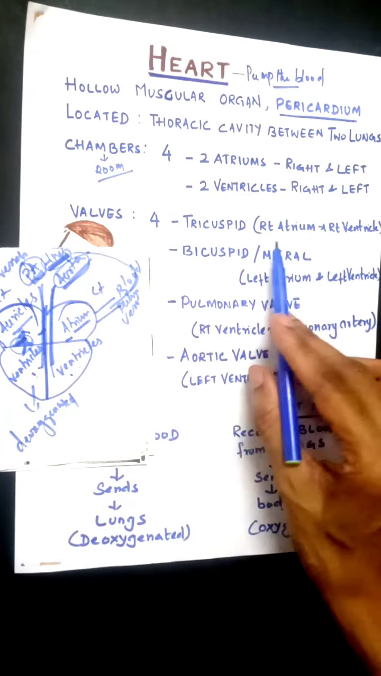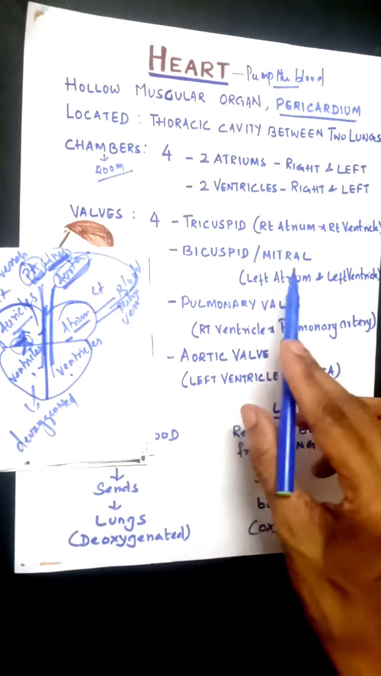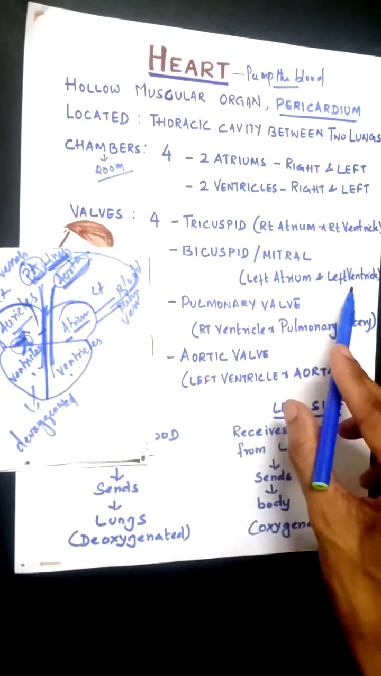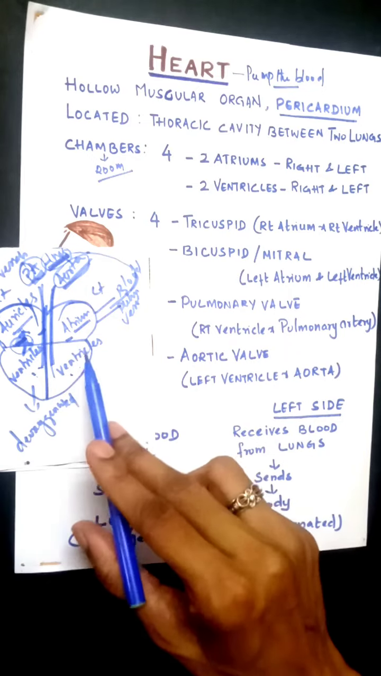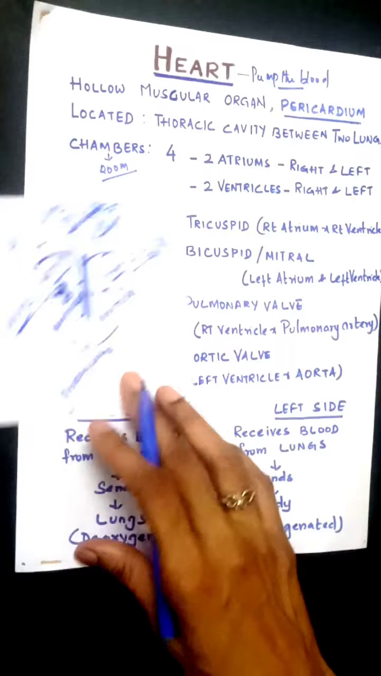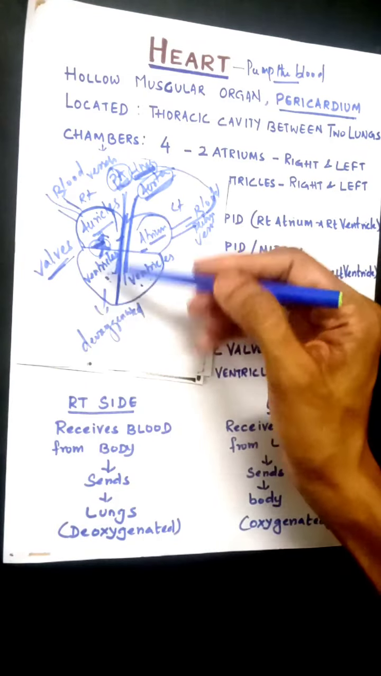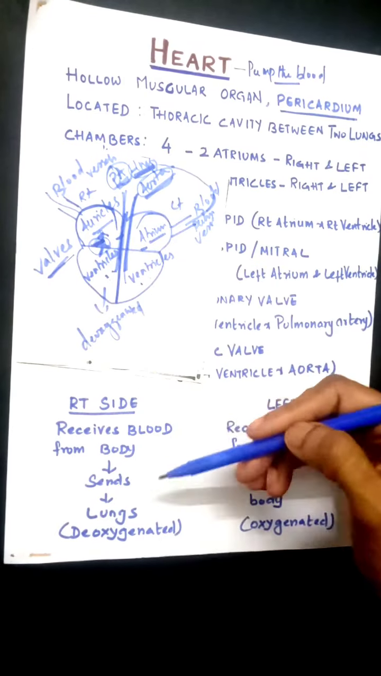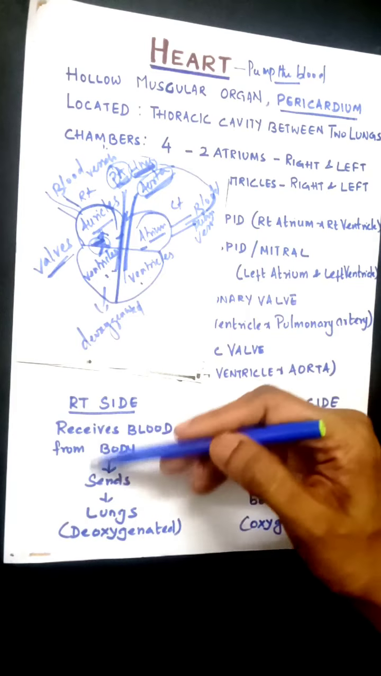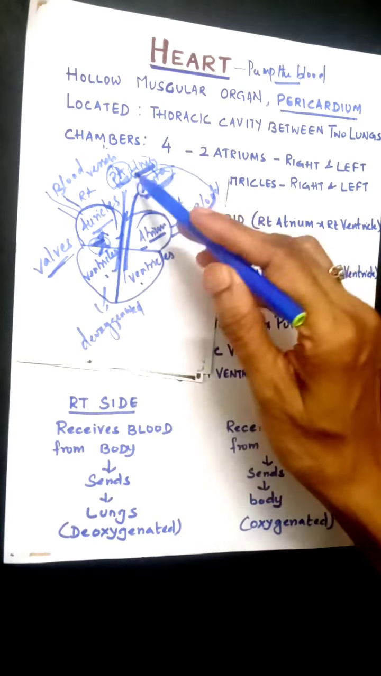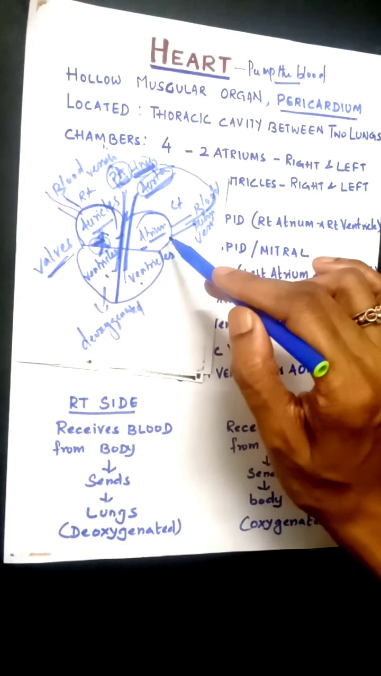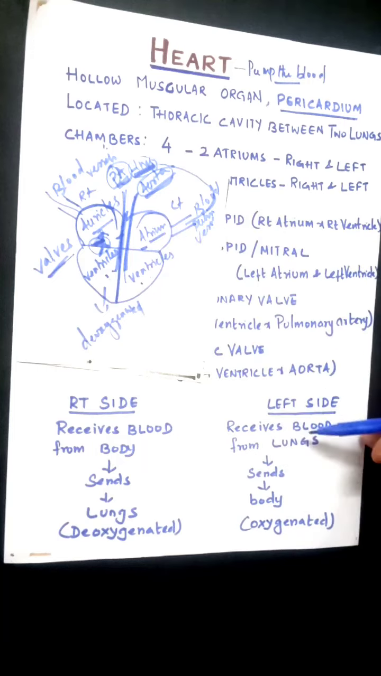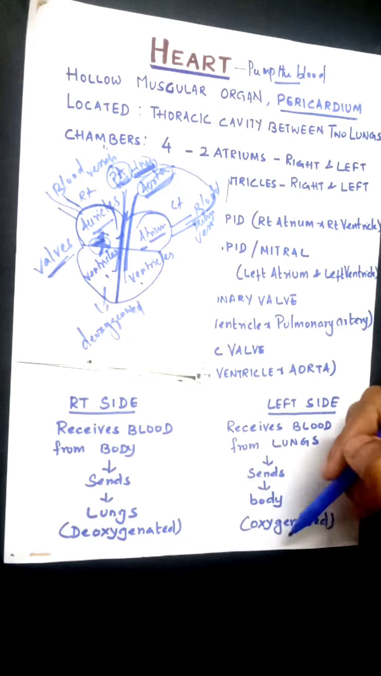So tricuspid valve is present between right atrium and right ventricle. Bicuspid or mitral valve is present between left atrium and left ventricle. Pulmonary valve is between right ventricle and pulmonary artery. Aortic valve is between left ventricle and aorta. Now there is one more important point. The right side of the heart receives blood from the body and sends it to the lungs. This is the deoxygenated blood. It is sent to the lungs for purification. From the lungs, blood gets purified and enters the left atrium through the pulmonary vein. So the left side of the heart receives blood from the lungs, which is the purified blood, and sends the oxygenated blood to different parts of the body.